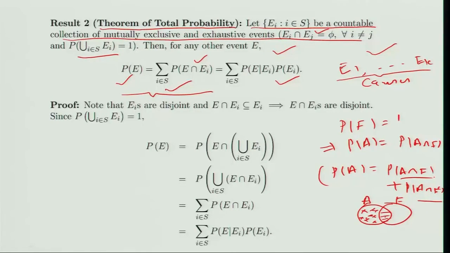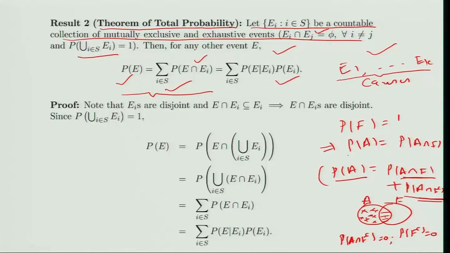Once that happens, I write the probability of A like this, and then I see what F complement is. The probability of F complement would be 1 minus the probability of F, so the probability of F complement is 0. If the probability of F complement is 0, the probability of any subset contained in F complement would also be 0. So A intersection F complement is contained in F complement, whose probability is 0. So this would imply that the probability of A intersection F complement is also 0. So this becomes 0, and that is why the probability of A is the same as the probability of A intersection F.